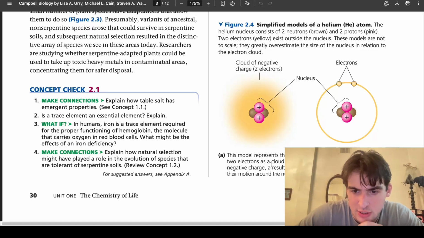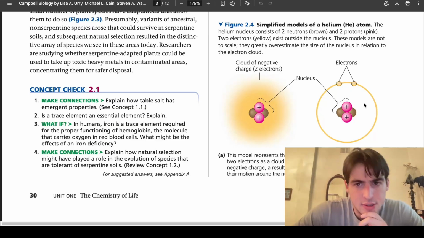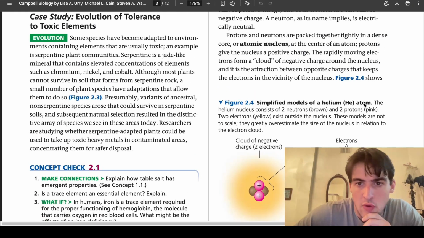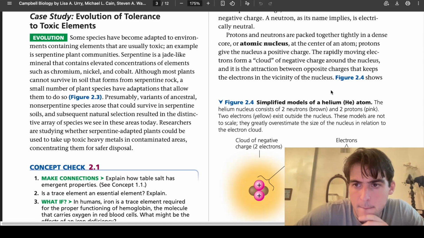This model represents 2 electrons as a cloud of negative charge, a result of their motion around the nucleus, and this just shows the electrons here. This is more simplified. So in the real world, this nucleus would be much smaller relative to the cloud. Interesting. I did not know that. All right. Okay.